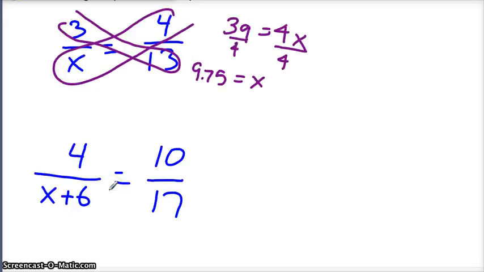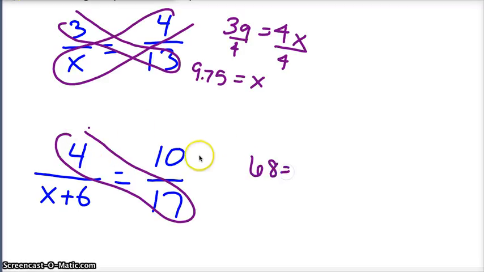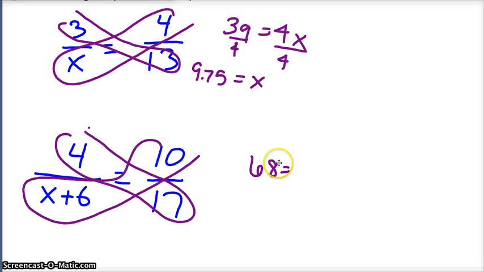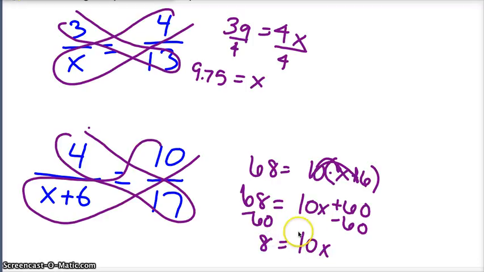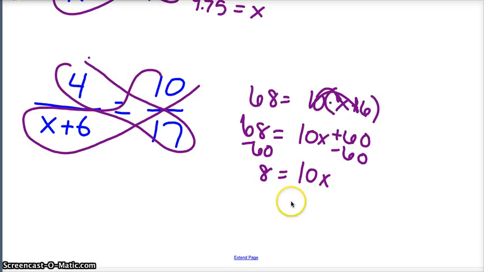Problem below is also a proportion, so we'll do cross multiplication or multiplying diagonally. 4 times 17 is 68. When we multiply diagonally the other way, it's not just 10 times x, but it's 10 times this entire quantity of x plus 6. So this turns into distribution. It's 10 times the x and 10 times the 6. And now we can go ahead and solve this equation. So 10x ends up equaling 8. Divide both sides by 10. X ends up equaling 0.8.